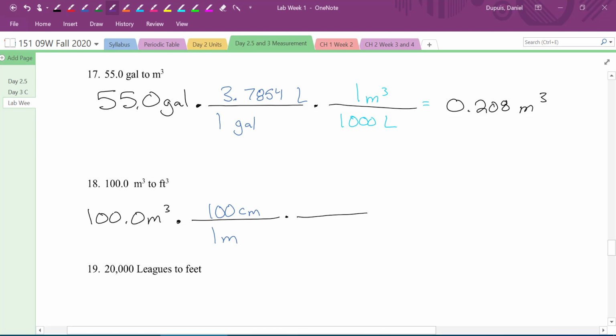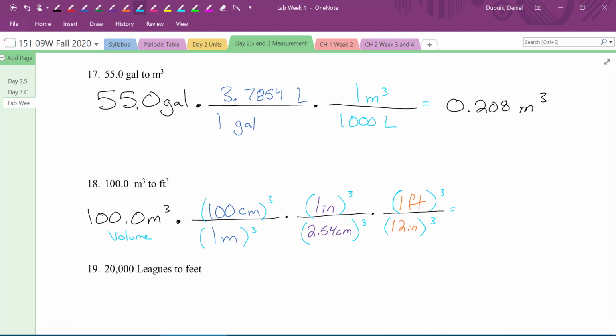And then we have 2.54 centimeters is 1 inch. And we got 12 inches is 1 foot. But again, these are all linear. So we're going to have to cube everything for volume, right? It's 1 inch times 1 inch times 1 inch, which is 2.54 centimeters by 2.54 centimeters by 2.54 centimeters. So we got to cube everything. Okay, that's very important. Now we don't cube the beginning because this is already volume. But the other ones, where we're doing area or linear measurements, we need to cube them to volume.